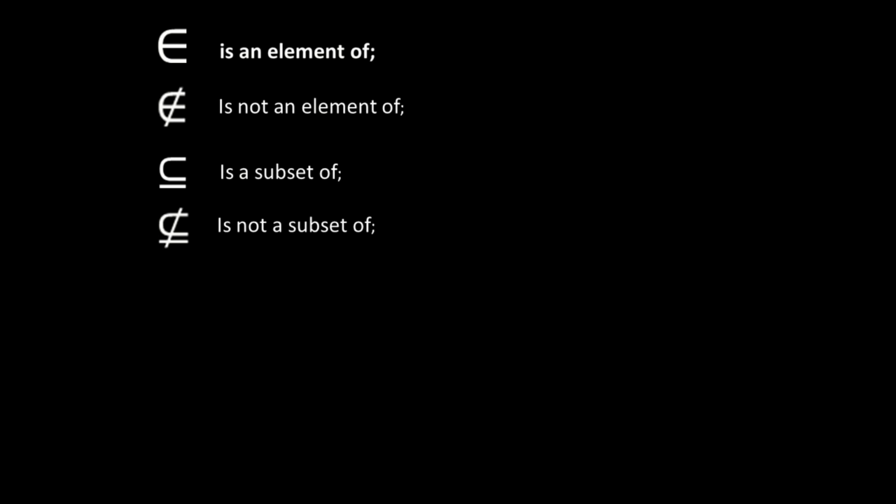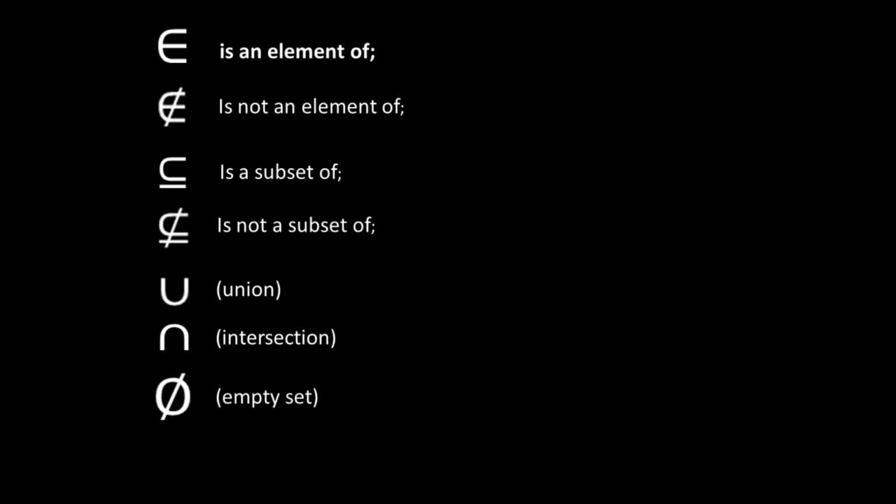Easy, right? Then now we have the U. The U represents the union. The N represents the intersection. Now what is this sign? It looks odd to me. It's just the zero that is slashed. So what do we call this sign? We call it the empty set. And we're going to use this sign more in our next lessons.